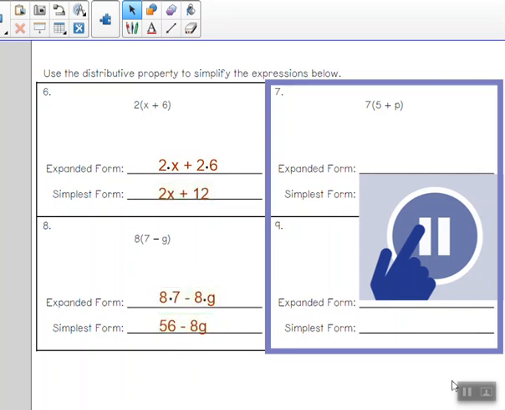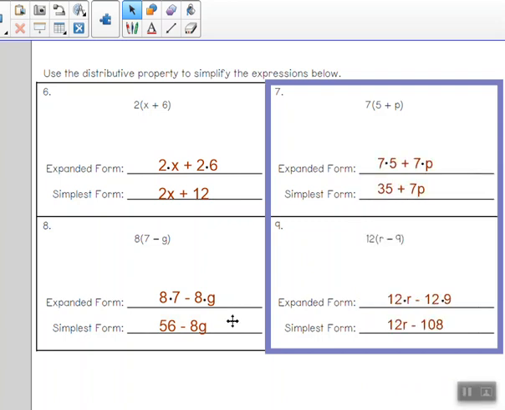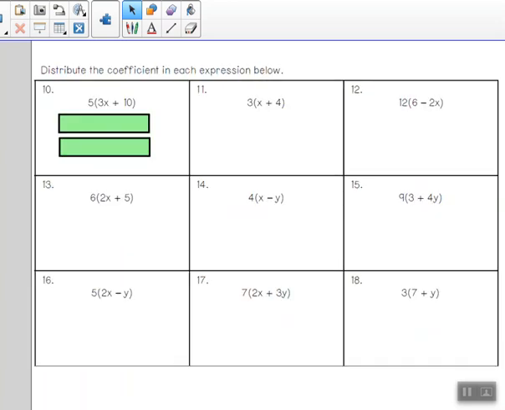But try 7 and 9 and then restart it when you're done. All right, check 7 and 9, see how you did. Make sure you've got the expanded form first and then simplest form after that. And the same thing for number 9, just first expand it and then simplify that a little bit, okay? So again, remember, what's outside multiplied by each of the terms inside. That's what's going on with our distributive property.